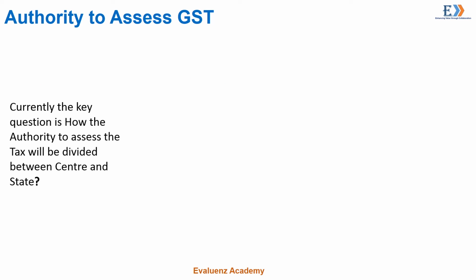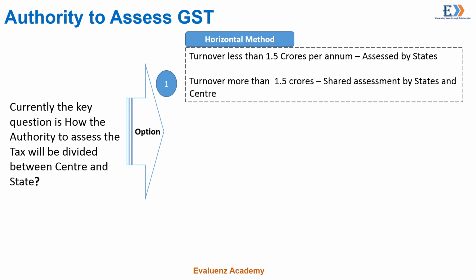So currently the key question is how the authority to assess the tax will be divided between the center and the state. So clearly there are two options. The first option is horizontal method, where it is proposed that the assessees who have turnover less than rupees 1.5 crores per annum will be assessed by the states, and for the assessees who have turnover more than 1.5 crores, there will be a shared assessment by states and the center.